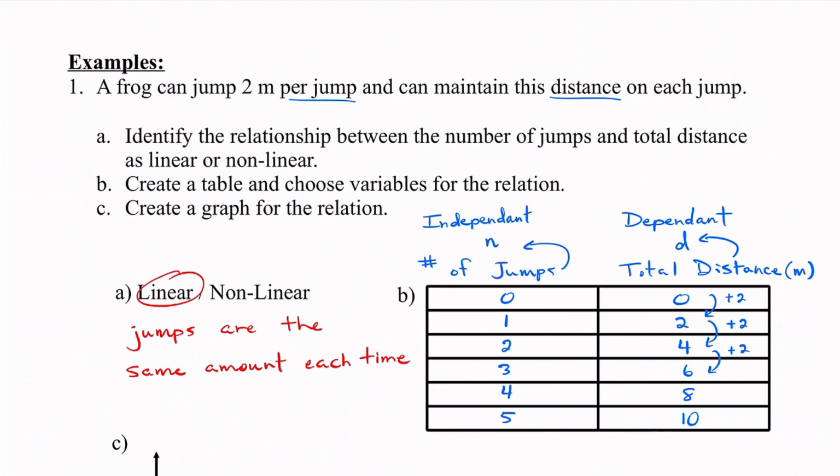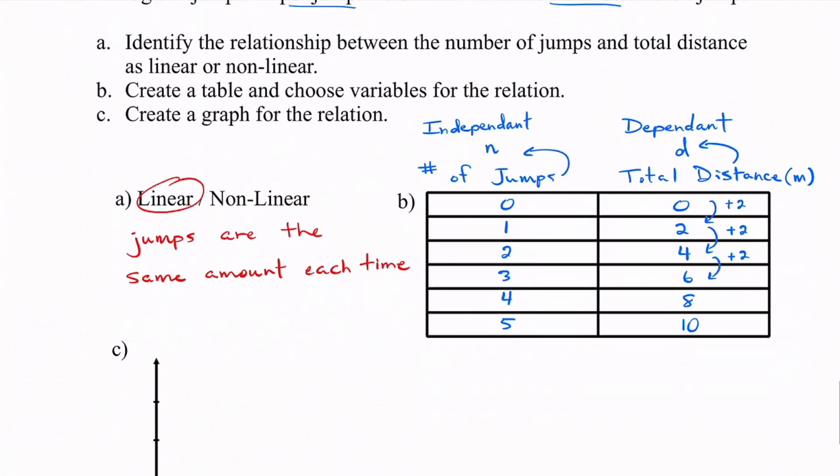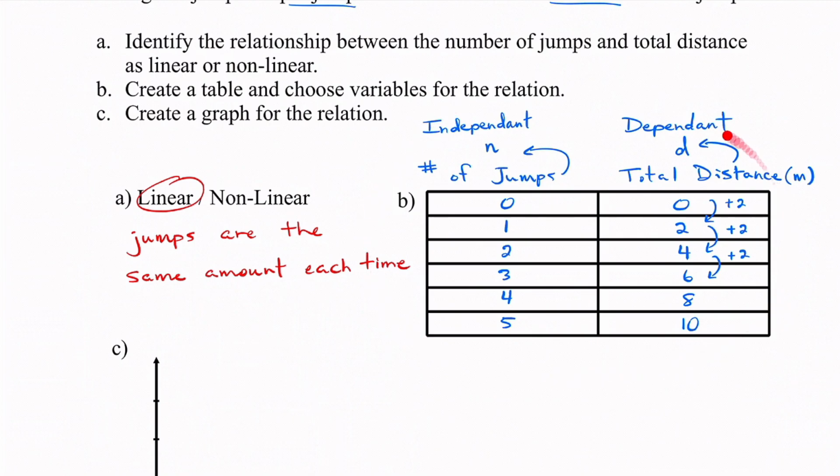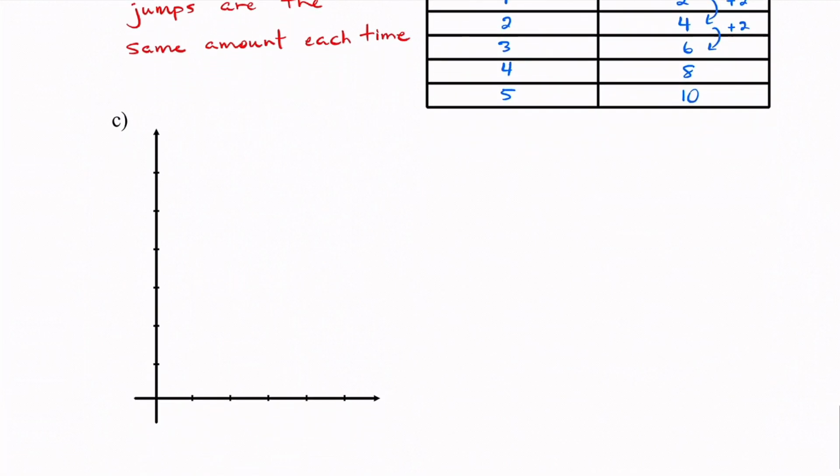So we're done with part B. We're going to move on to part C. So it says create a graph for the relation, and I can use all of these points that I just came up with. So I'm going to go from 0 all the way up to 5 on my independent variable. Remember, independent variable went on the horizontal axis. So that's going to go on this one right here. So I'm going to label 1, 2, 3, 4, and 5. And I'm going to put the variable that I was using, and that was n. So n represents the number of jumps. I could write that down here as well, number of jumps.